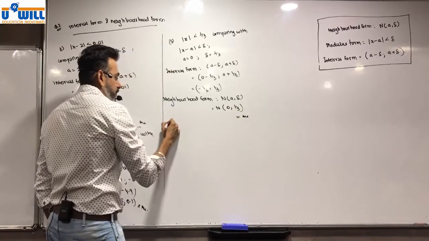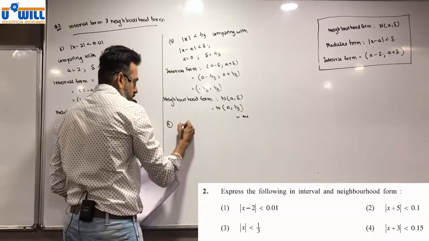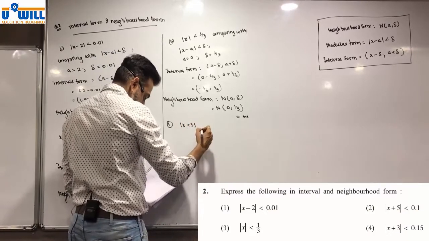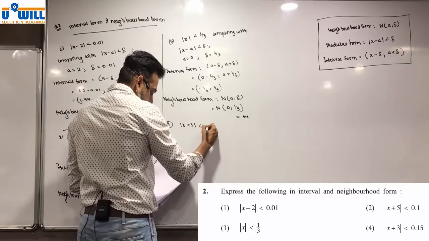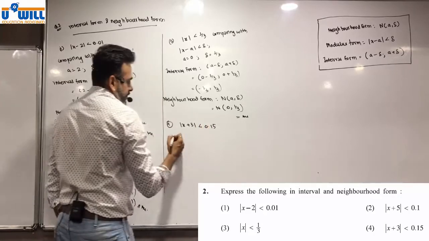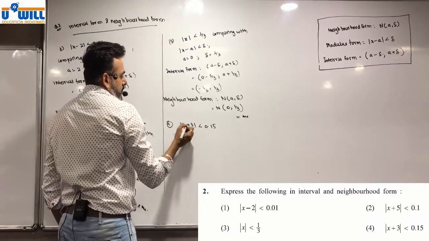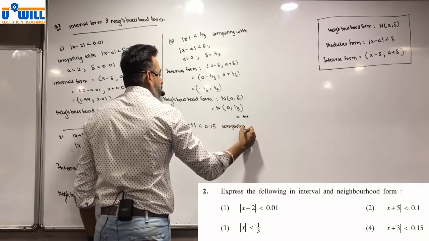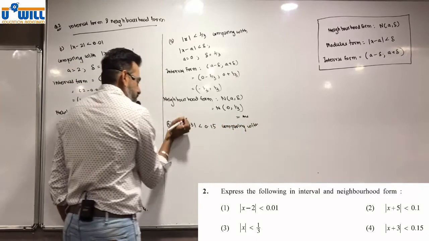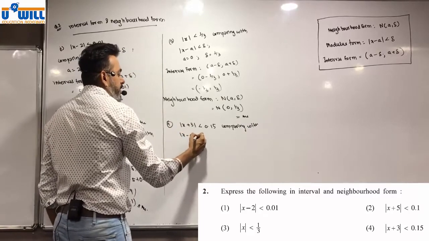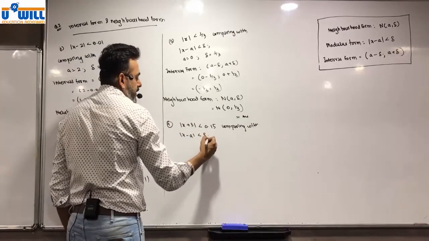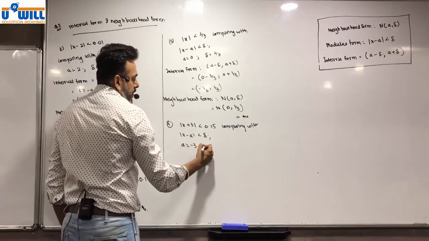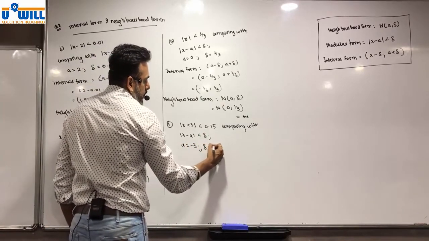Answer. Fourth, modulus x plus 3 less than 0.15. Therefore, comparing with modulus x minus a less than delta, a is equal to what? Minus 3 and delta is equal to 0.15.